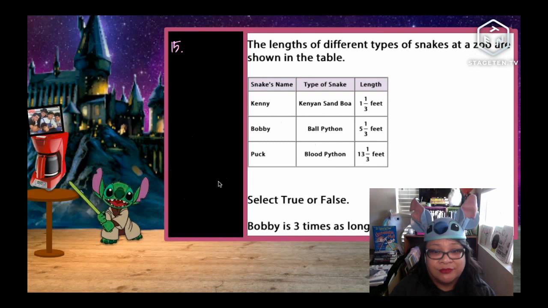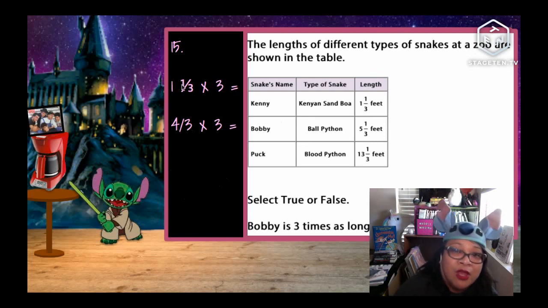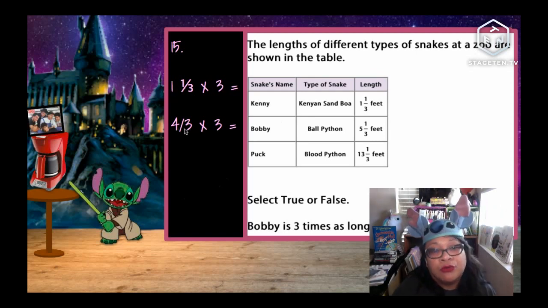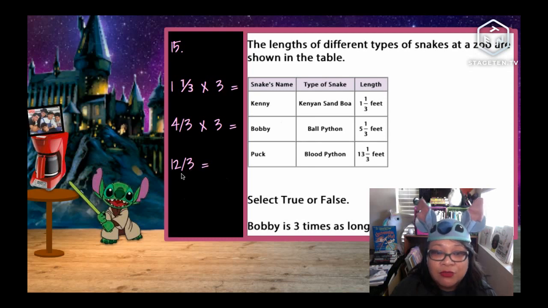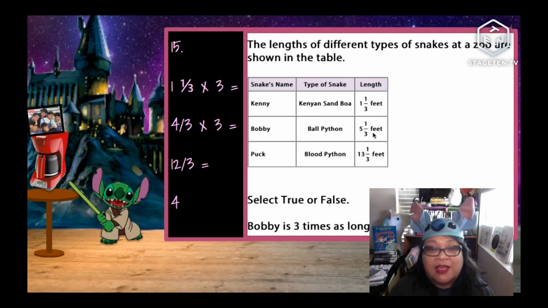Remember, focus. So we multiply Kenny's snake, which is 1 1/3 feet, by 3. Oh, before we do, we have to rename 1 1/3. Remember, we retain the denominator. We multiply 3 times 1 gives us 3, and then we add 1 for a sum of 4. So 4/3 times 3 gives us 12/3. And then when we divide 3 into 12, we get 4 times. Now, is Bobby's snake 4 feet long? No, it's not.